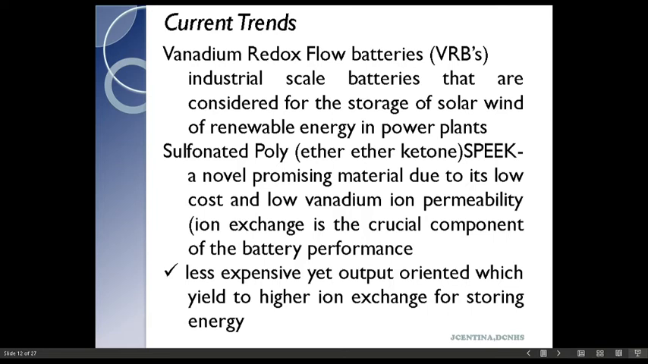Ion exchange is the crucial component of the battery performance. So, his study is low cost and low vanadium ion permeability, no? Less expensive, yet output oriented, which yields higher ion exchange for storing energy. So his study is less expensive than what is available in the market, and even higher in terms of yield or output ion exchange. Okay, so that's why it won the Grand Award.